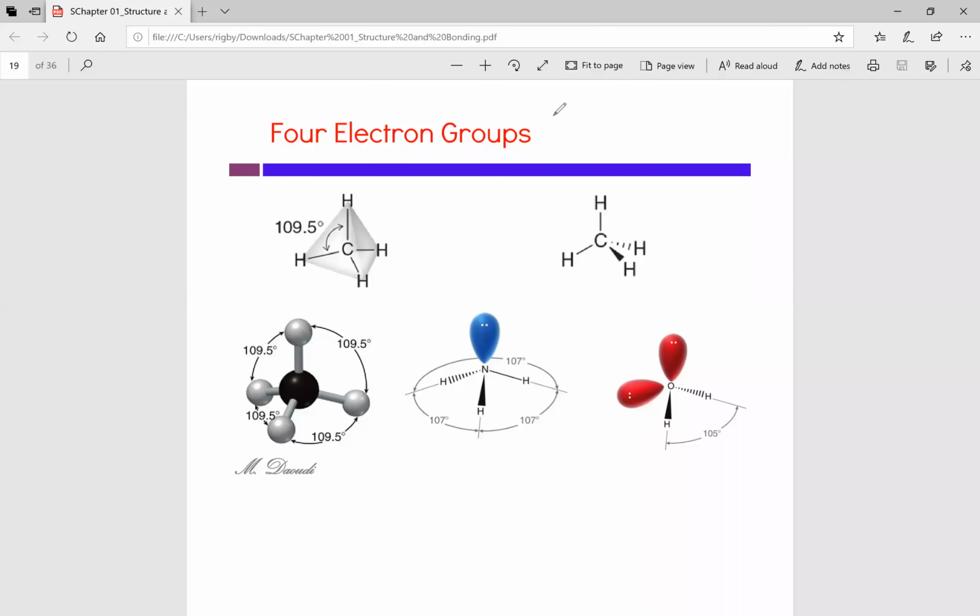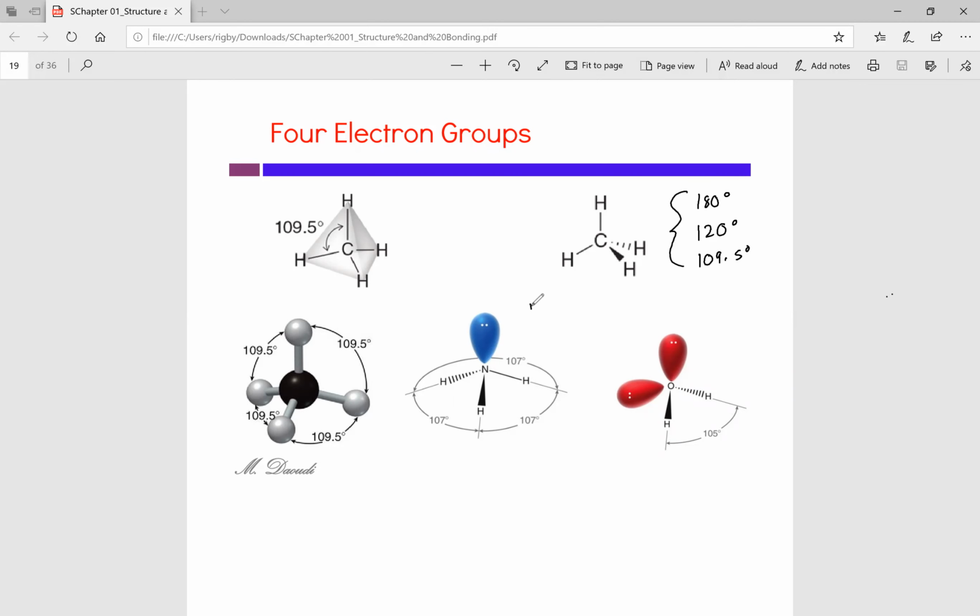And so something to note here is that when you do linear, that's 180 degrees, obviously, because it's just a line. Trigonal planar, 120 degrees, because it's a triangle. And then tetrahedral has 109.5 degrees. These numbers are pretty important to remember, both for random tests, and the ACS and your MCAT, if you're planning on taking that. So just sort of keep in mind these things, okay?